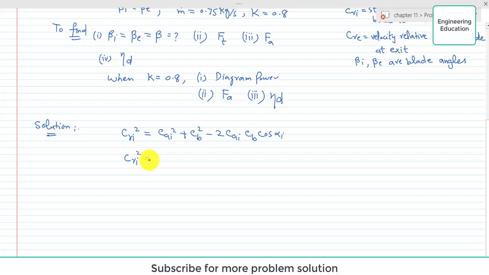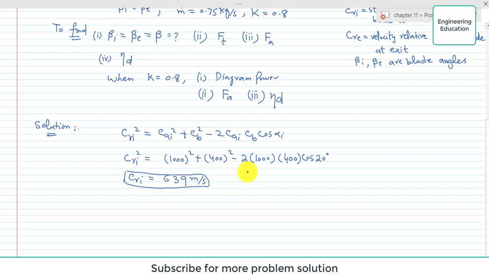Putting the values, CRI square is equal to, the value of CAI is 1000 plus the value of CB is 400, and the value of alpha I is 20 degree. So simplifying these values, we get 639 meter per second, which is the value of relative velocity at inlet.